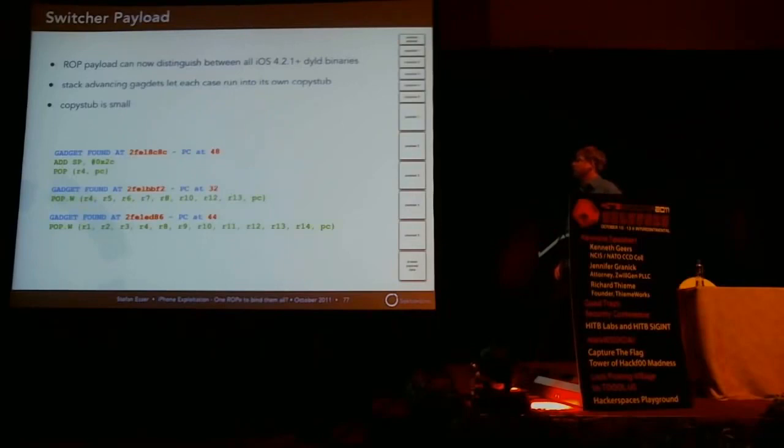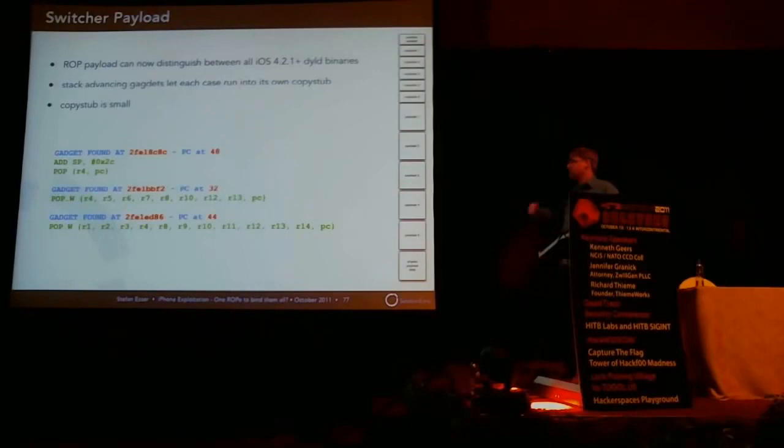And now we need stack advancing gadgets because in the first group, in the switcher payload, now we have the problem. At some point we know, okay, this is exactly this binary. But what is the next gadget we jump to? We somehow want to come from the switcher to the copy stub 1 in the first case. We want to come from the switcher payload to the copy stub 2 in the second case, and so on. So we need stack advancing gadgets.